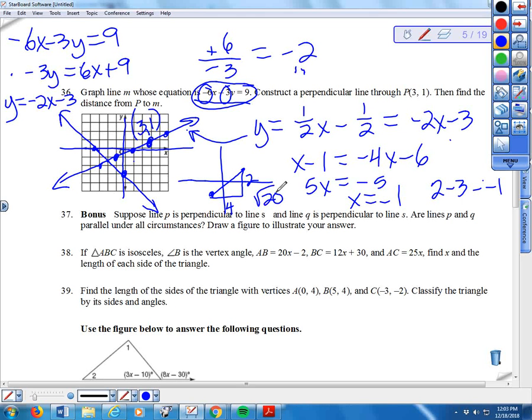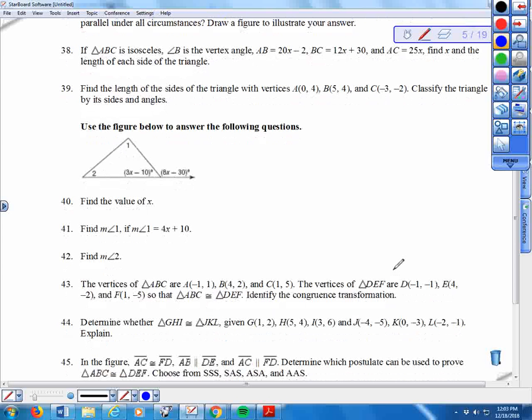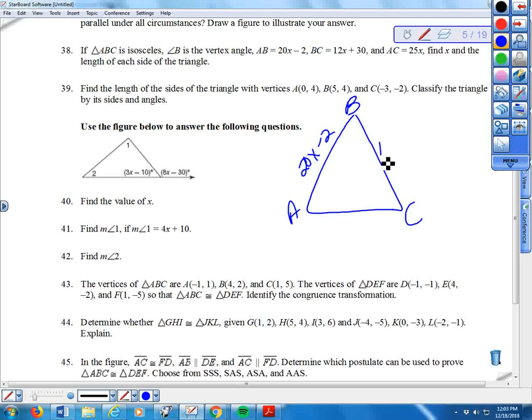Okay. We're going to go to 38. If ABC is isosceles, B is the vertex angle, AB is 20x minus 2, BC is 12x plus 30, and AC is 25x. Find x and the length of each side. Well, if it's isosceles, these two are equal. So I'm just going to set these two equal to each other. And solve.